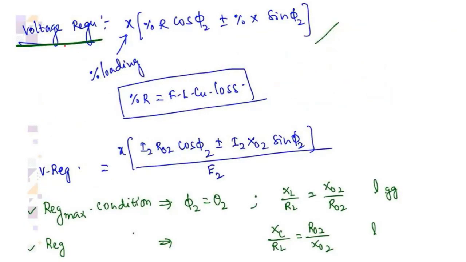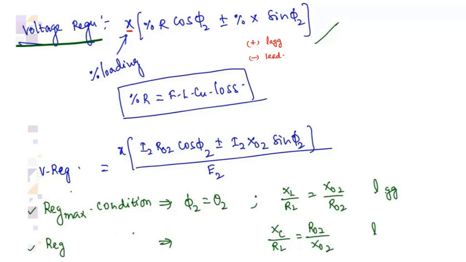Okay, and the next topic is voltage regulation. Remember voltage regulation is the change in terminal voltage at the secondary terminals from no load to any load. This x represents the percentage loading, and the formula is percentage R into cos phi 2 plus or minus percentage X into sin phi 2. Plus is for lagging power factor loads and minus is for leading power factor loads or capacitor loads. Generally, percentage R represents the full load copper losses.